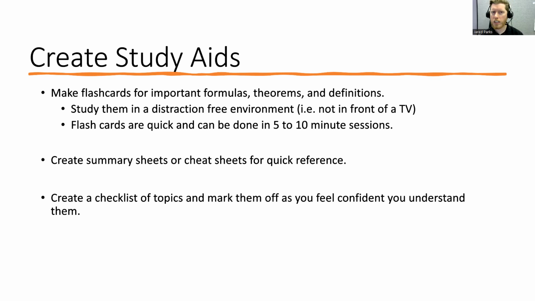And then create a checklist of topics and mark them off as you feel confident you understand them. So a chapter in your book might have like 10 topics you're going over, right? And so what I do is I list all the topics that we've gone over, and I do some practice questions from each topic. And if I feel I've got a section down, I will cross that off. And you keep going until you've crossed all of them off.